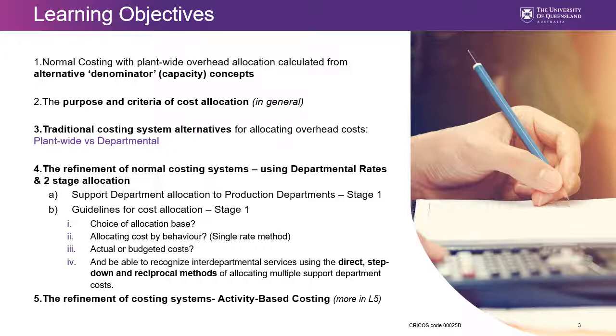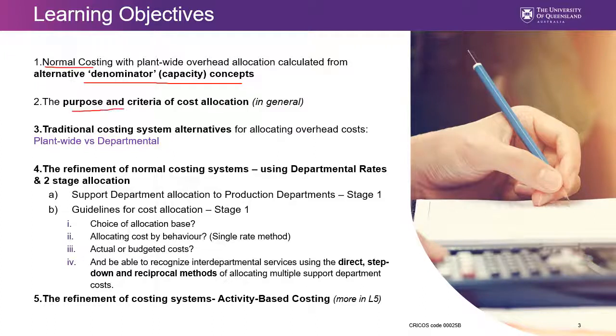Today what we'd like you to understand is how normal costing with a plant-wide overhead allocation is calculated using alternative denominator capacity concepts. So remember, normal costing is when we use actual materials and actual labour, but we calculate a budgeted overhead rate and allocate it using the actual use of the cost allocation base.